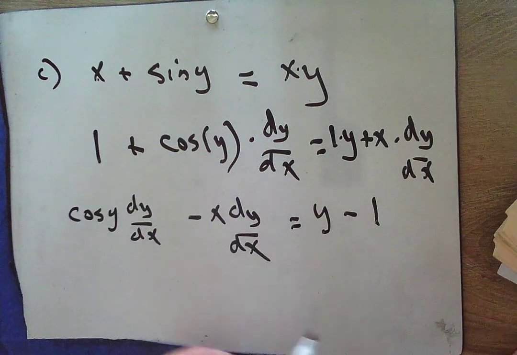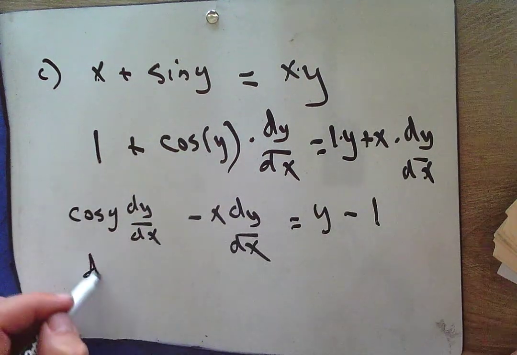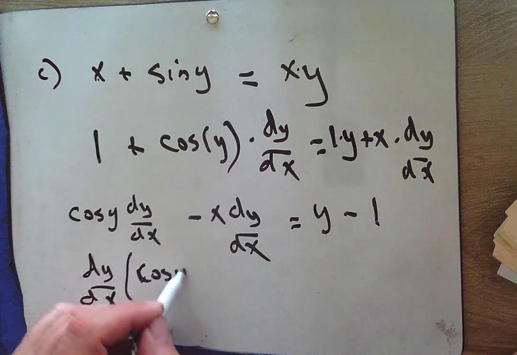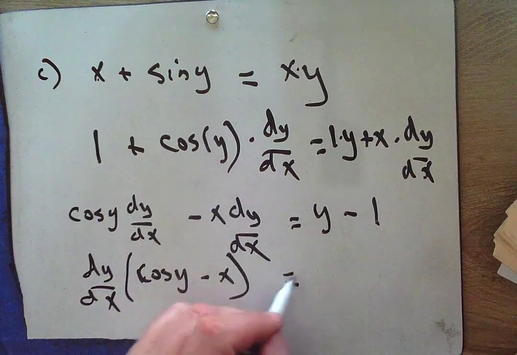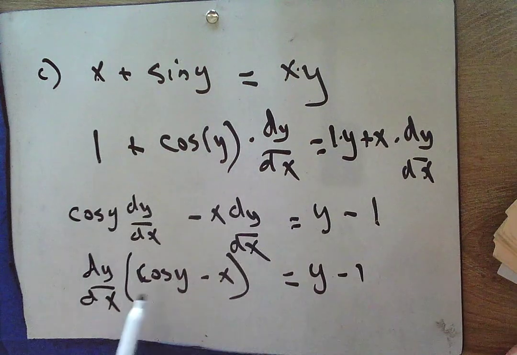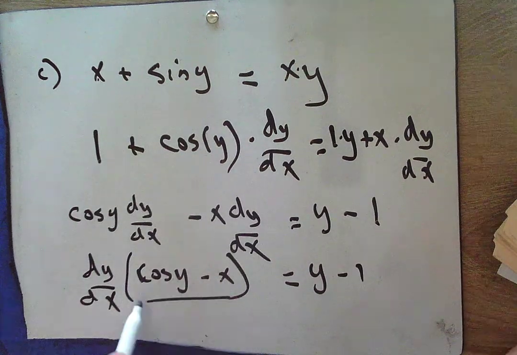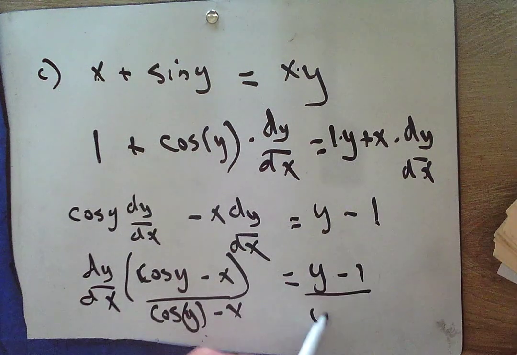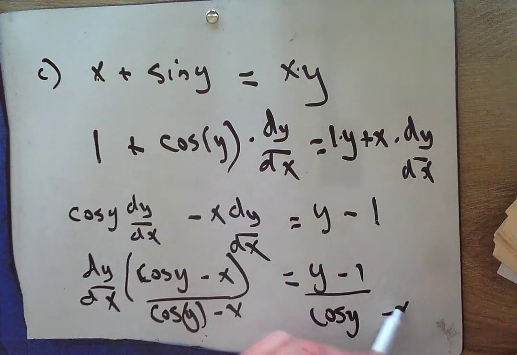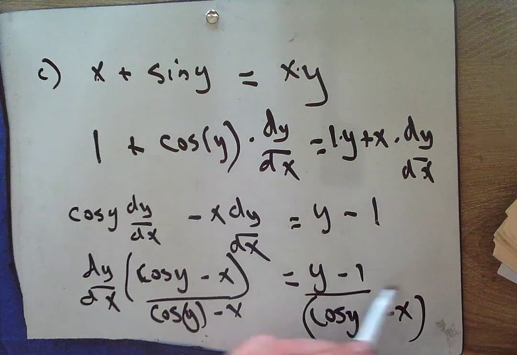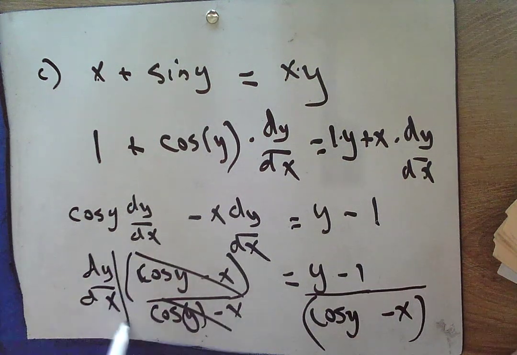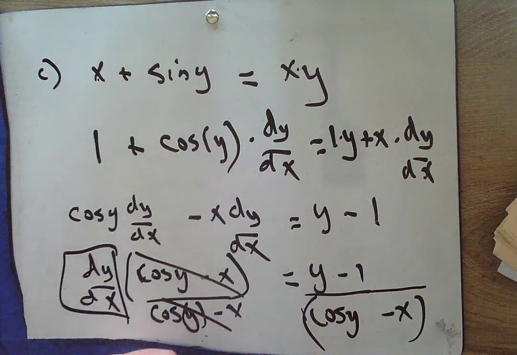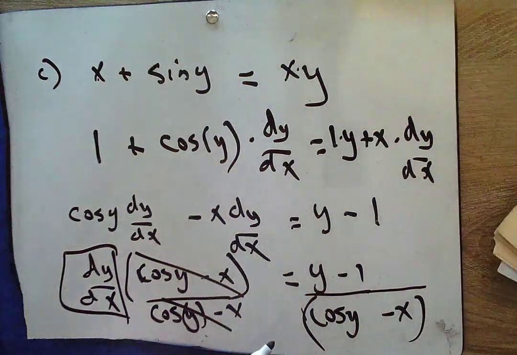This one. Factor out that dy dx. And you get cosine y minus x equals y minus 1. And now divide both sides by cosine y minus x. Cosine y minus x. Okay. These will cancel, and I'll see that dy dx equals this. Okay, that was station 5.